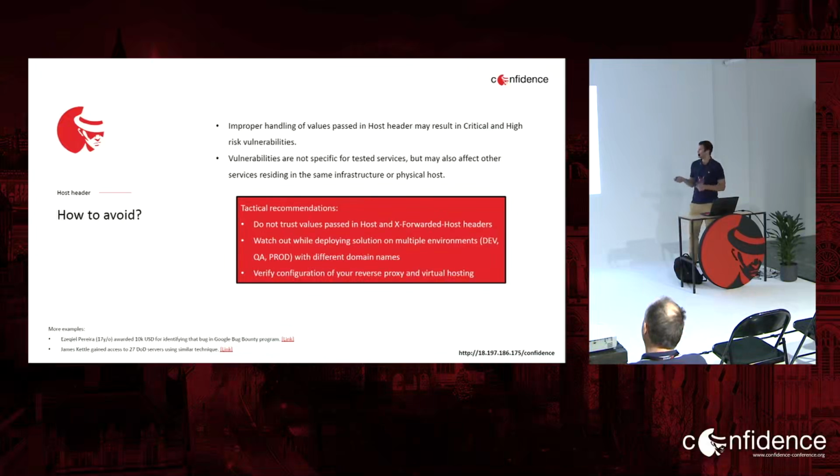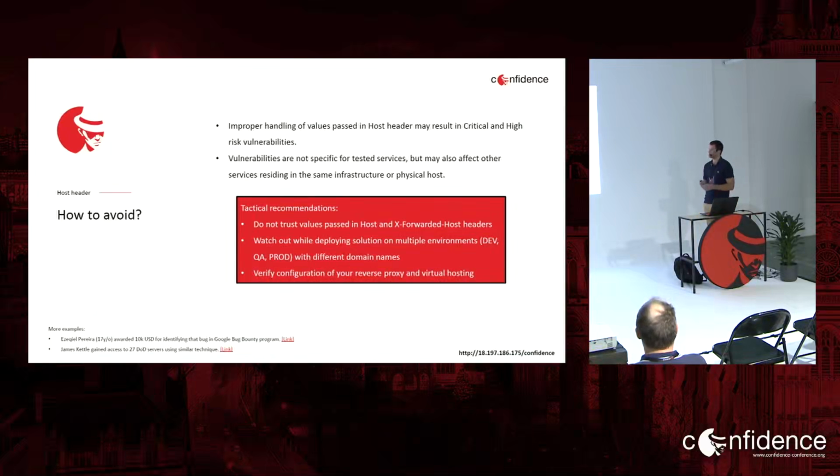Okay, so these are tactical recommendations for the developers. You shouldn't trust any values which are passed in the host header and in the X-Forwarded-Host header, because if you're not able to exploit this vulnerability using the host header, you should probably add an additional header, which will be X-Forwarded-Host, and there is a strong chance that one of these headers will work just fine with this application. You need to watch out while deploying the solution on multiple environments. That's quite a common issue that a lazy developer will just take his application and implement it on its own testing infrastructure.